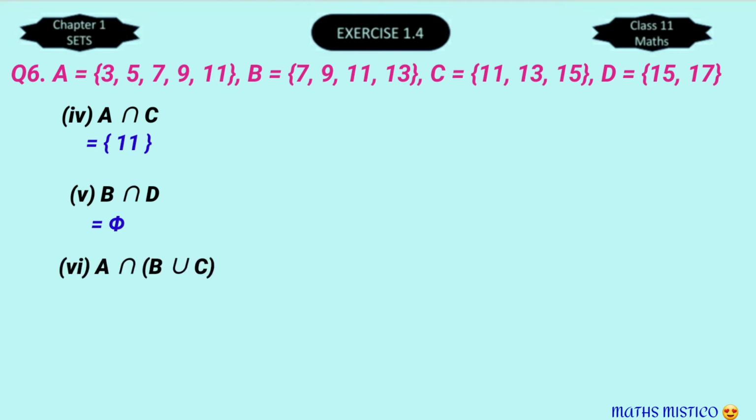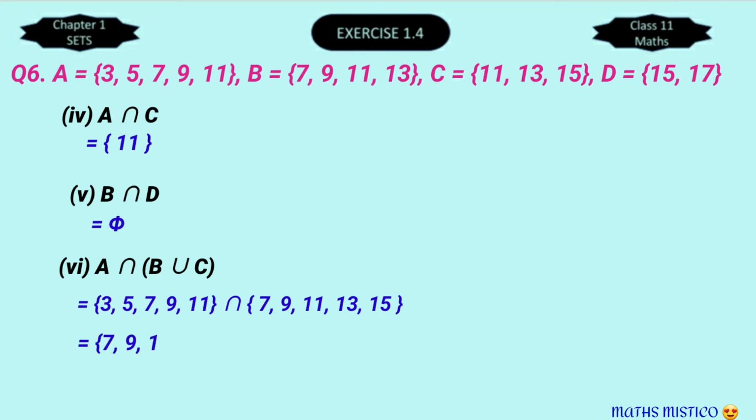Now A intersection B union C. We will have to follow the order if the brackets are already given. So first we will take B union C. And we get the numbers 7, 9, 11, 13, 15 in the union. Now if we take intersection of this set with the set A, we get the set 7, 9, 11.